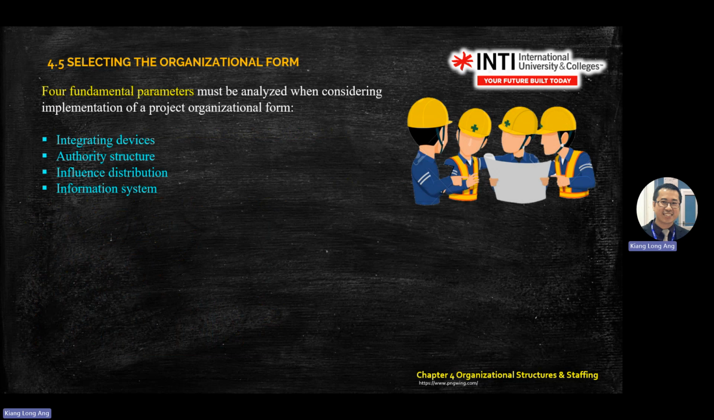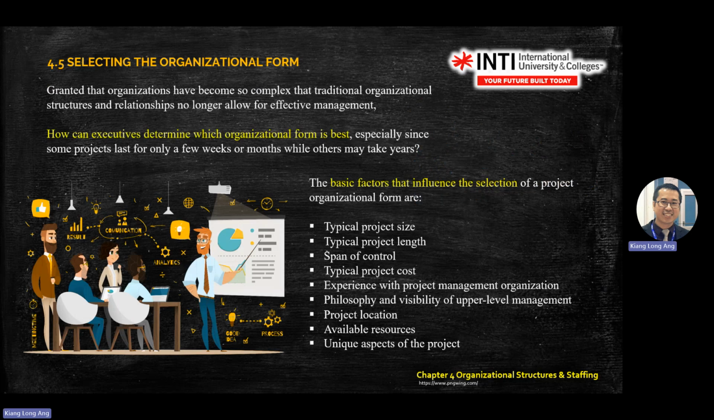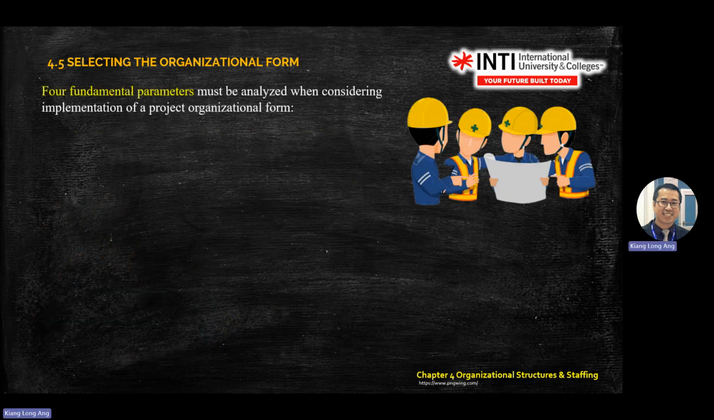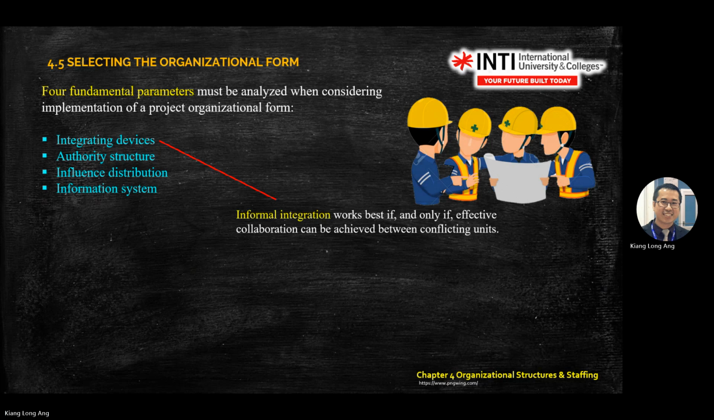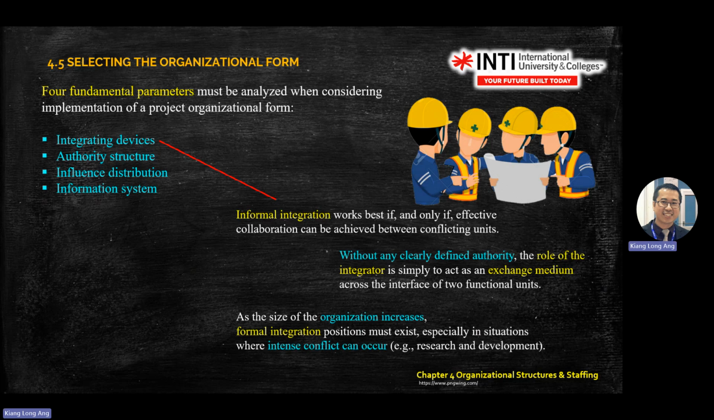Okay, 4 fundamental parameters. What is the difference between these slides? This one is project organization form. This one is the 4 parameters you must analyze: integrative devices, authority structure, influence, and information system. Okay, the rest you read. Integrative devices: how you exchange information here. It means the reporting, how you do reporting and so on.